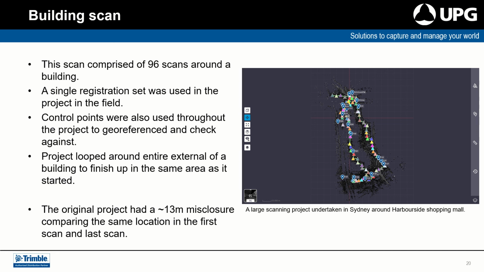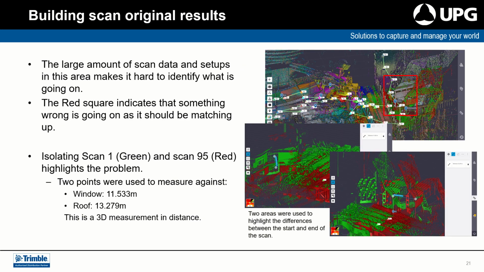Control points were used throughout the project as a georeference and to check against to make sure that the data was matching up correctly. When the scan was done originally in the field, it had a 13-meter misclosure comparing the same location from the first scan and the last scan that was done. So this highlighted a couple of issues that needed to be addressed in the field, and a 13-meter misclosure is significant for this particular type of project. Well, for any project really.